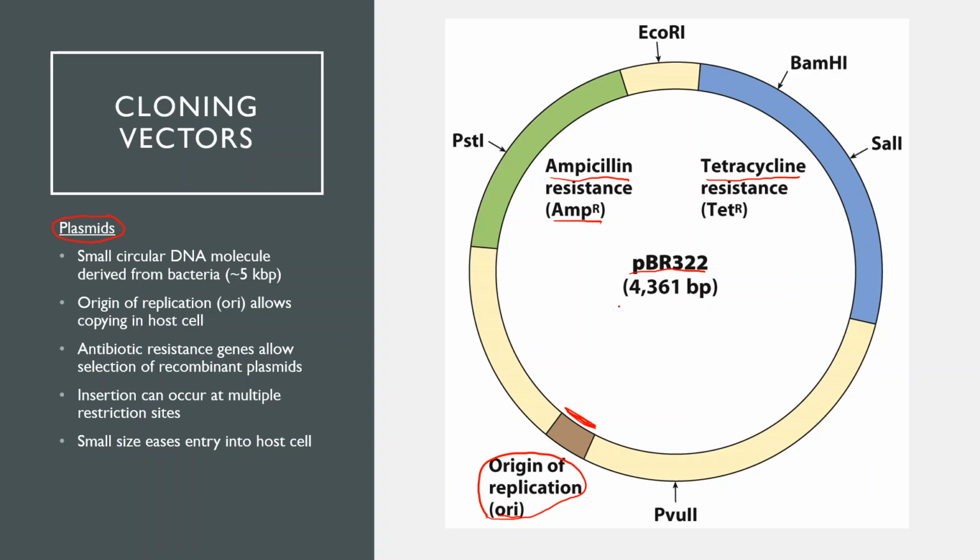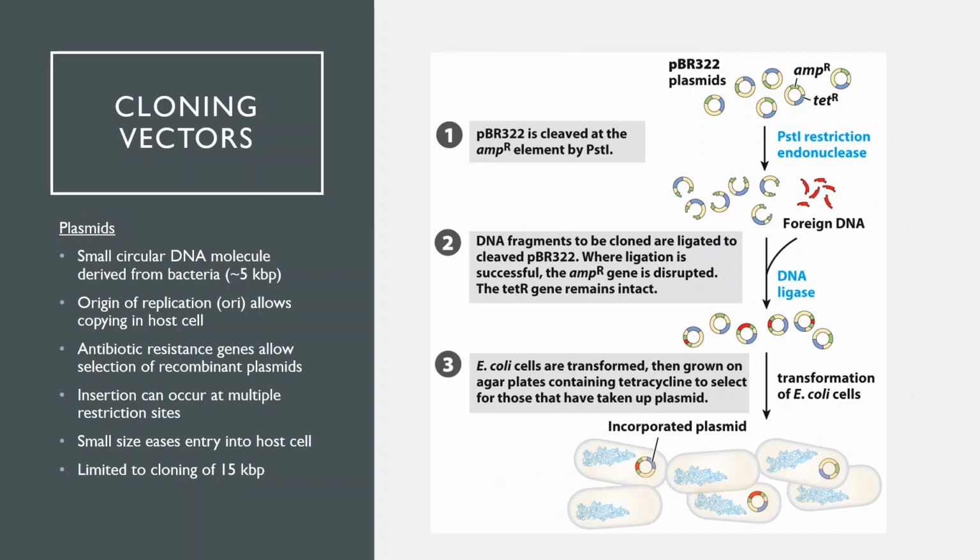It's easy to get them into the host cell, and we'll talk a little bit about how that process works later on. The only downside is that because they are small, they're not effective for cloning large segments of DNA. So anything bigger than about 15,000 base pairs, it's difficult to use a plasmid to clone that. But 15,000 base pairs is big enough to deal with most genes and most significant DNA sequences. But this again just kind of illustrates how you would use a plasmid.